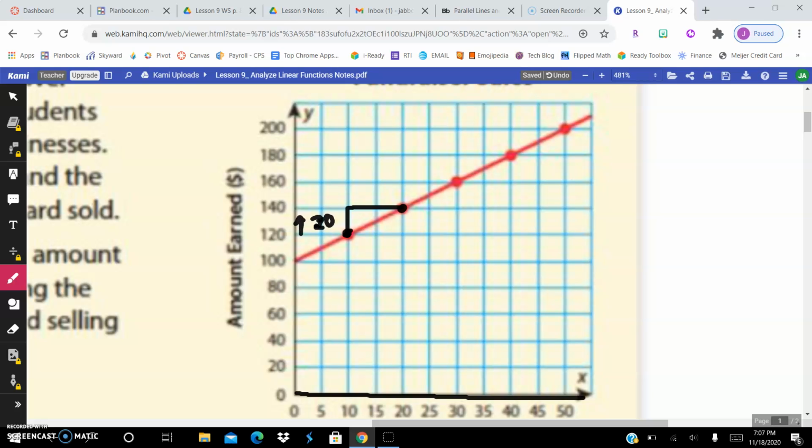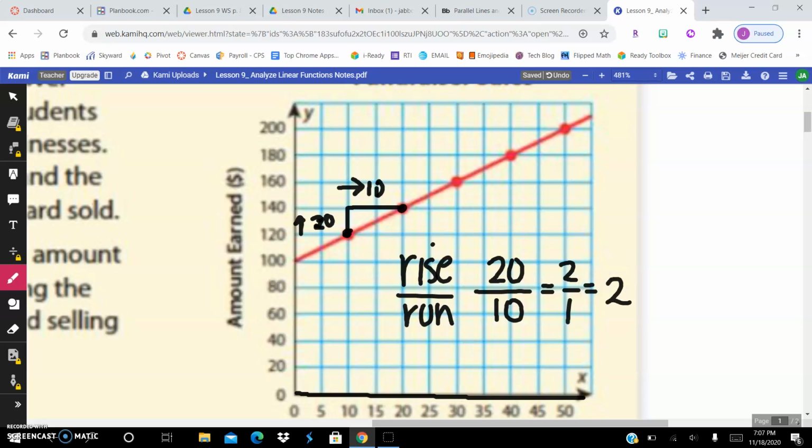And then I'm going to go over. If I go down here and look at the x-axis, I'm going from 10 over to 20. So that's going over 10. So if I write rise over run, my rise was 20 and I went up, so it's positive. And my run, I went over 10 to the right, and going to the right is positive. And then I can simplify that down to 2 over 1, and 2 over 1 is 2.